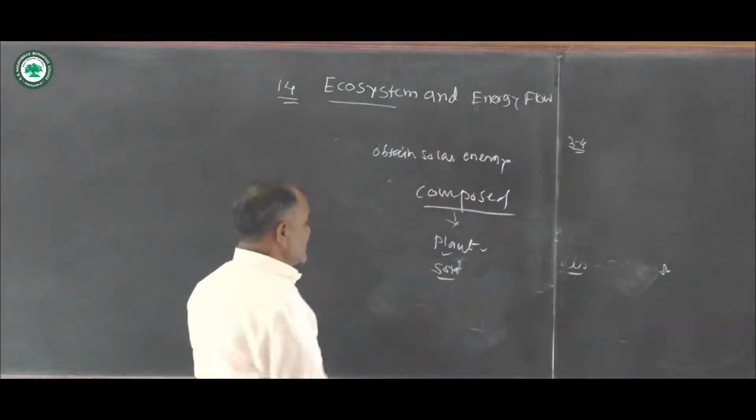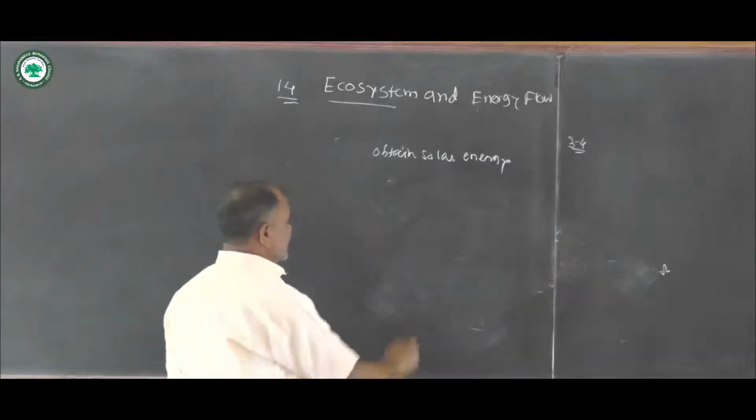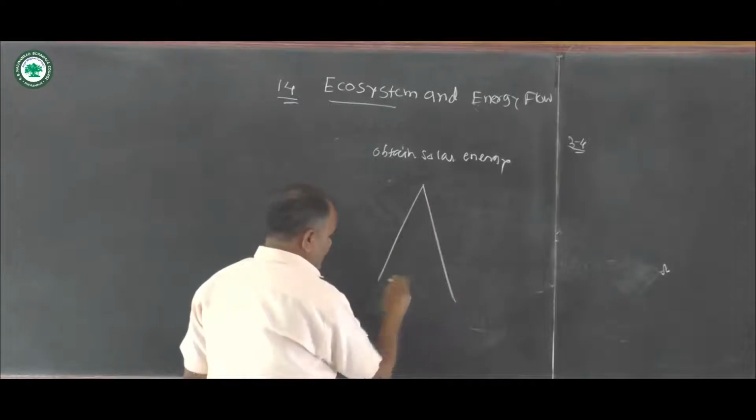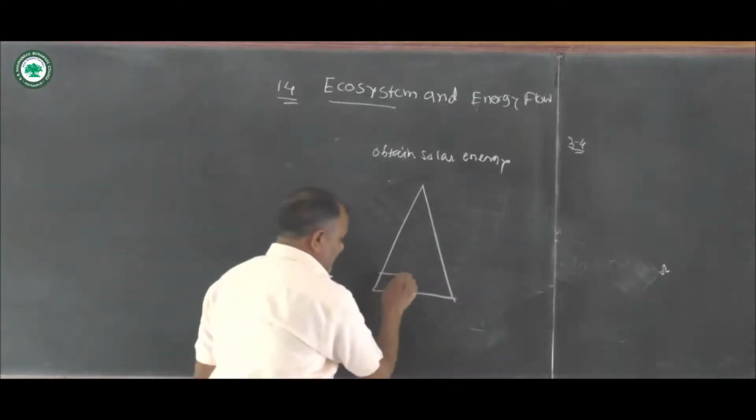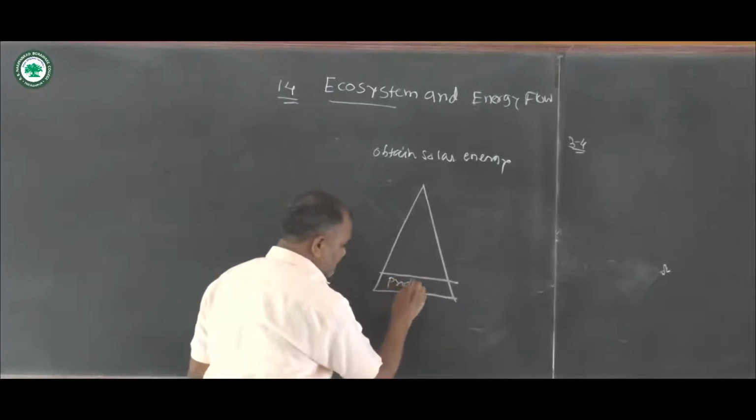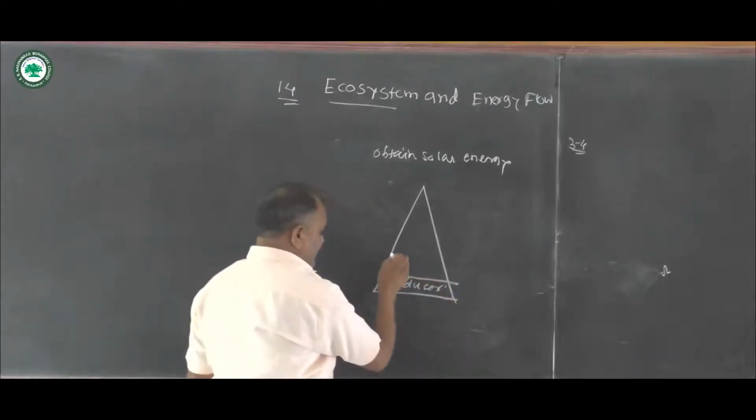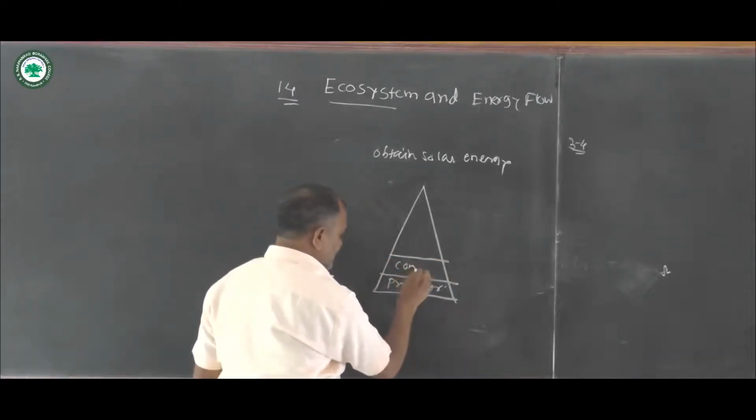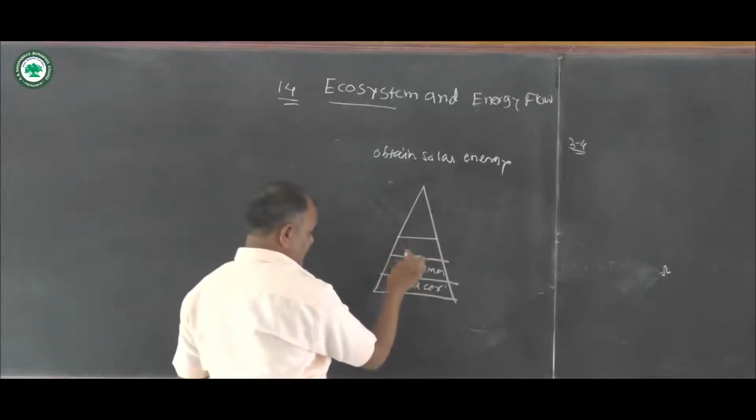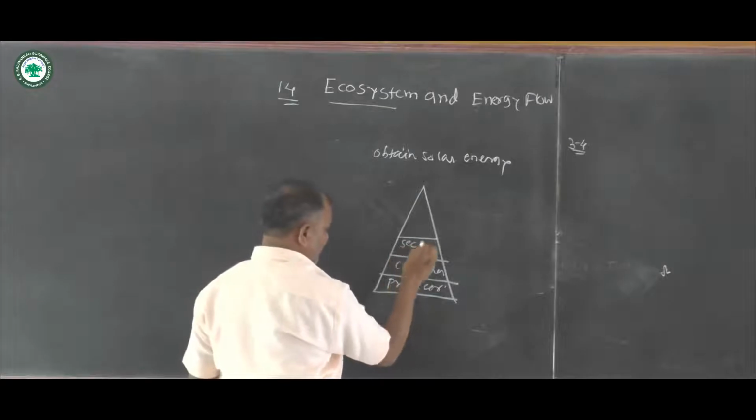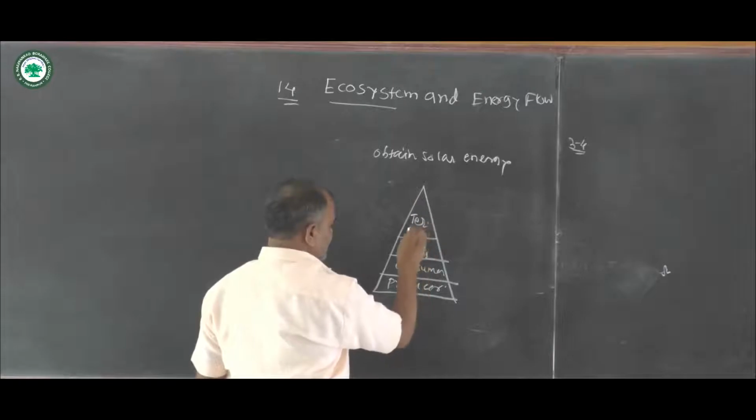Suppose a question like this is asked in the exam. Suppose we see the upright chart here. What is the upright chart? Who is at the base? At the base are the producers. Then the next stage is the consumer, here the secondary consumer, and third, the tertiary consumer.